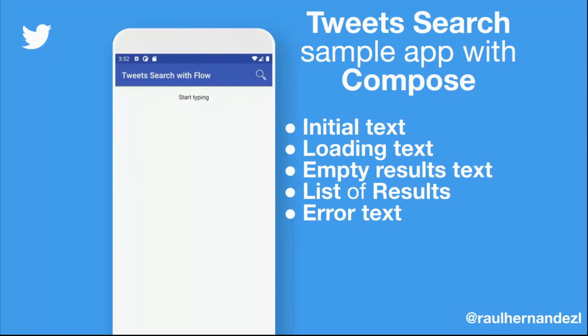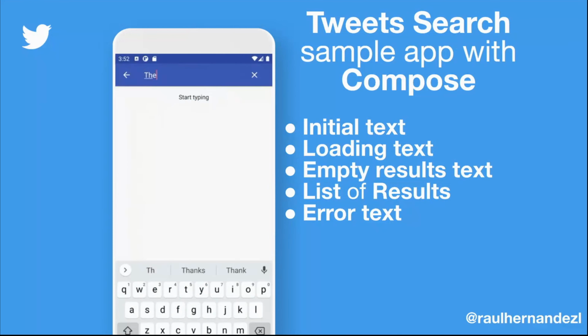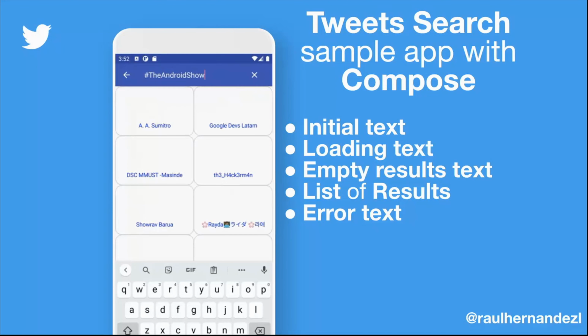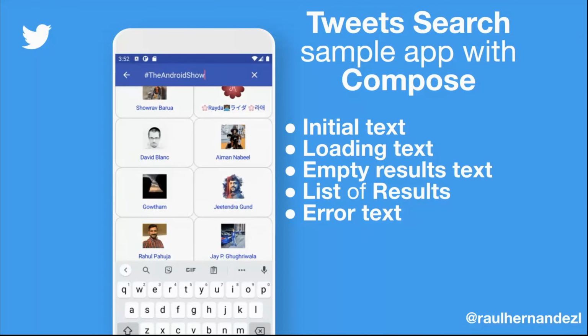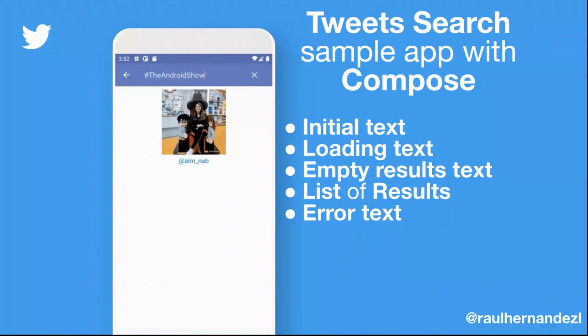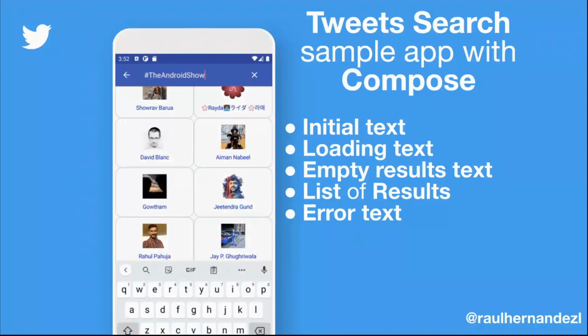And this is the result, the final result. As you can see, start typing is the top text. I am starting to type different stuff. And by that, I'm going to expect to see, as you can see, grids with the different tweets. And when I am clicking some of those, it's going to the detail. So that's how I achieve that.